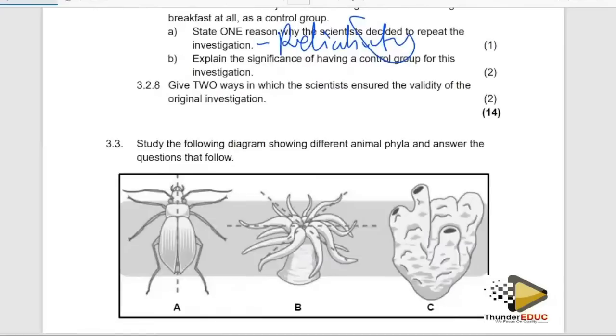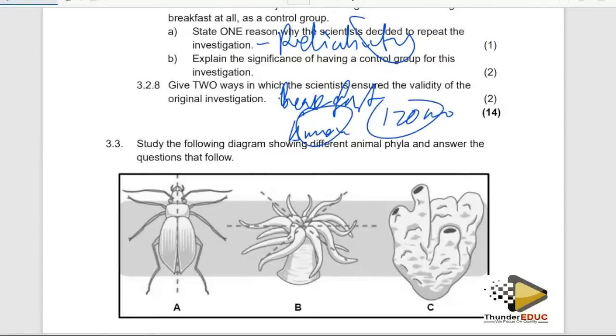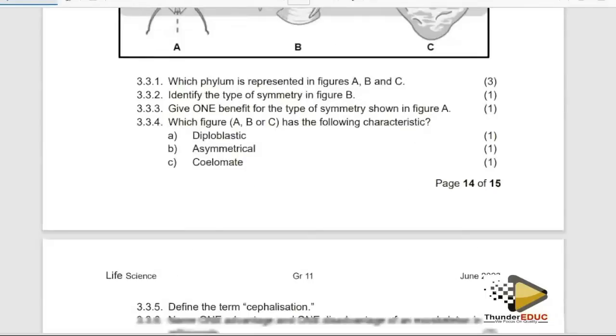They're saying, give 2 ways in which scientists can ensure validity. Validity was done to show that these results were valid. It's because they did measure these people's blood before the breakfast. And then number 2 is they did this at an interval of every 15 minutes for a period of 120 minutes. After 15 minutes, they repeat, you see? Since they have the same interval, it's not like 15, 10, 20, it's the same interval. Hence, they're able to get the results correctly.